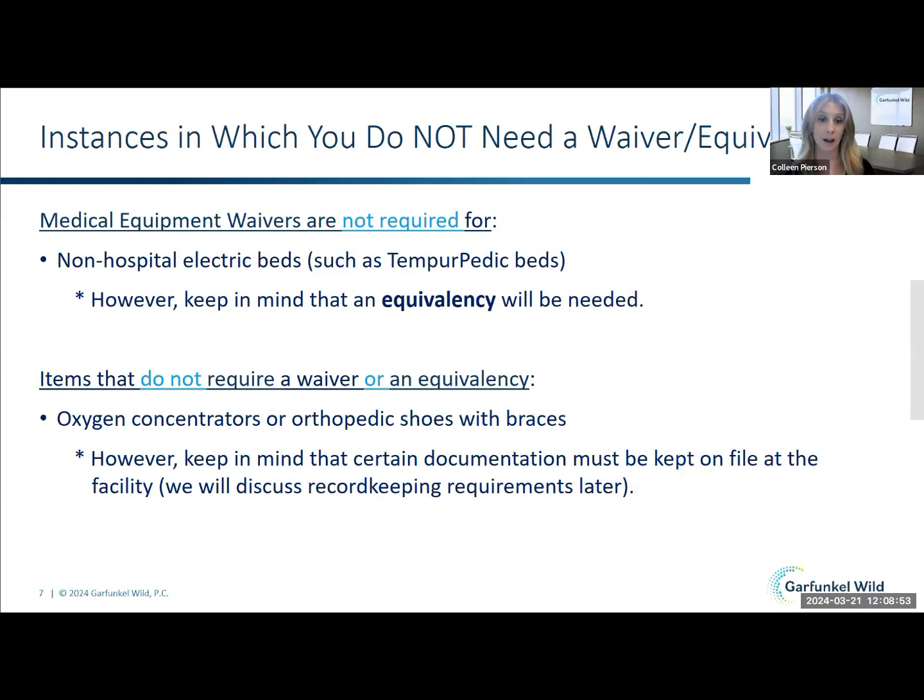Items that don't require either are things like oxygen concentrators or orthopedic shoes with braces. However, keep in mind that certain documentation must be kept on file at the facility, even though you don't need the waiver or the equivalency. Later on in the presentation, I will be talking about the record-keeping requirements that you have to comply with per the Department of Health.